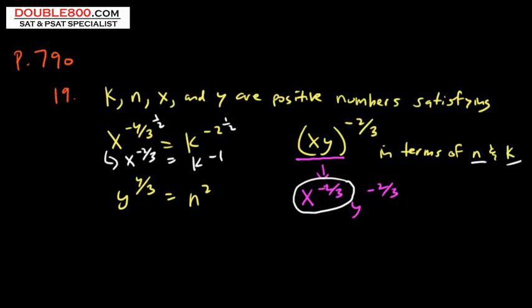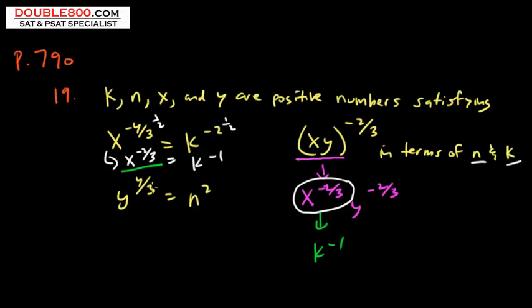Now we have consistency. We have negative 2/3, that's what we want, and we have it here in terms of n and k. We want to substitute. So let's just start with this. We know x to the negative 2/3 in terms of k is k to the negative 1. That's it for the x. Now we'll work on the y.